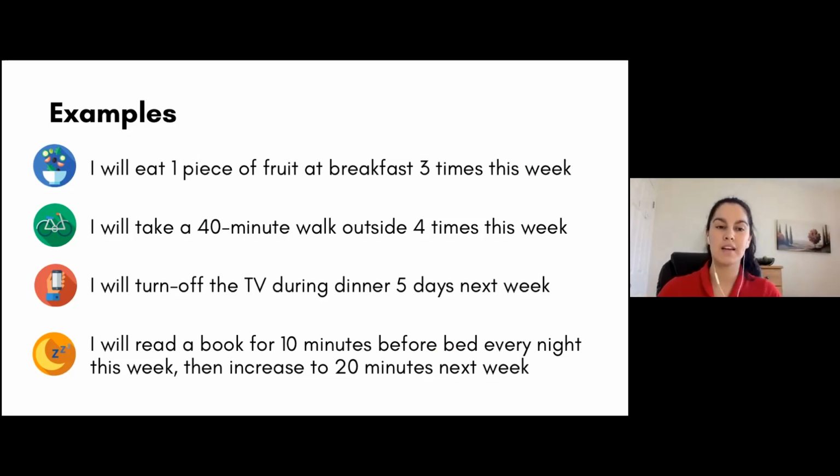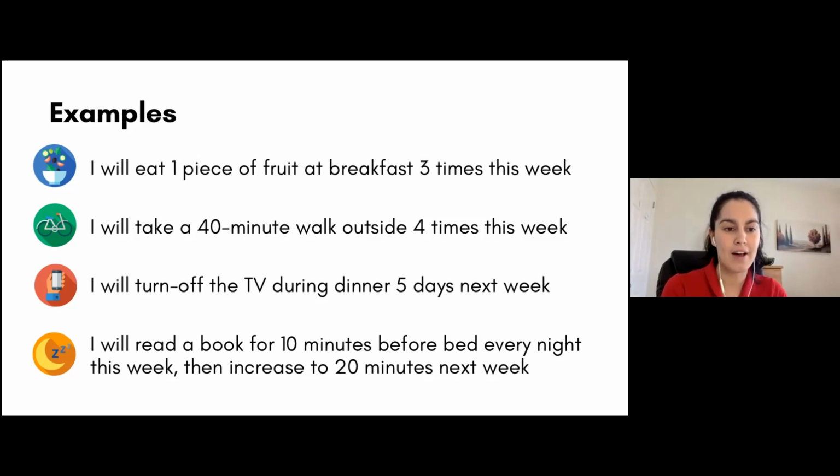An example for a physical activity goal would be, I will take a 40-minute walk outside 4 times this week. So it's very specific. You can measure it. It's time bound. I have to do it this week. And it's something that's rather attainable. Fitting a 40-minute walk is something I can do easily.